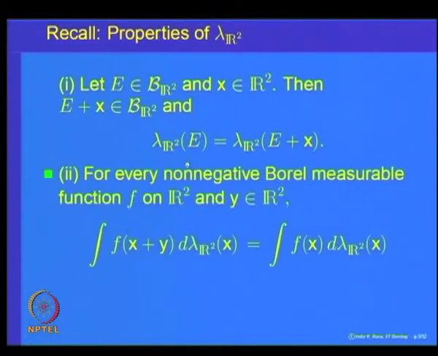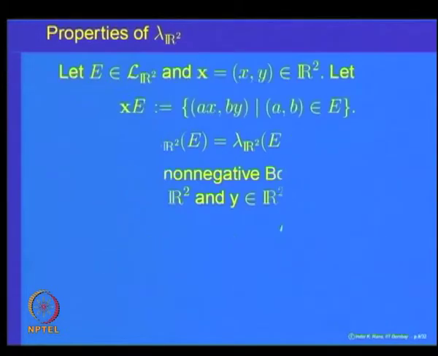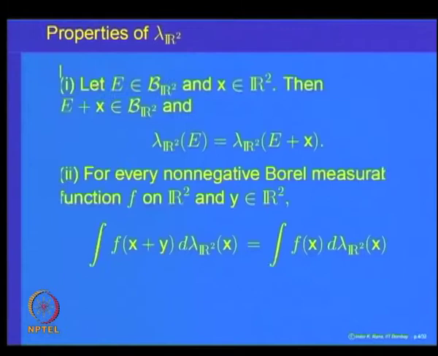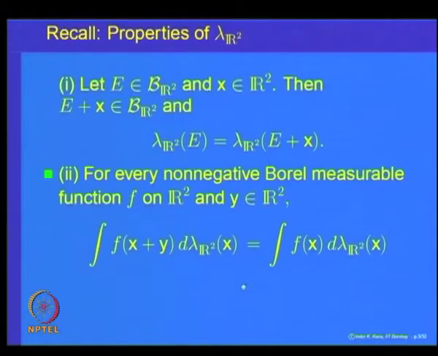And we also showed that for a non-negative Borel measurable function on R 2, if you look at the integral of the translated function, that means the integral of f of x plus y d lambda x, it is the same as the integral of f x with respect to x. And this is also equal to the integral of f of minus x. So, under reflections and translations the integrals do not change.